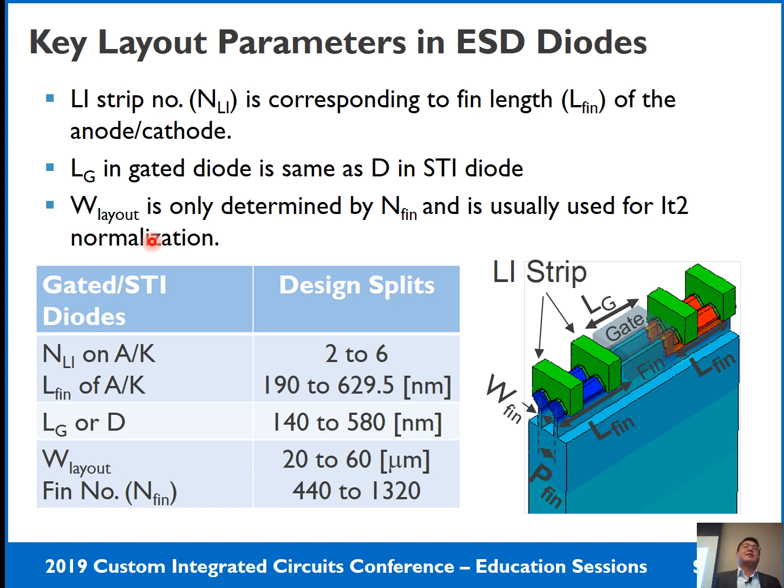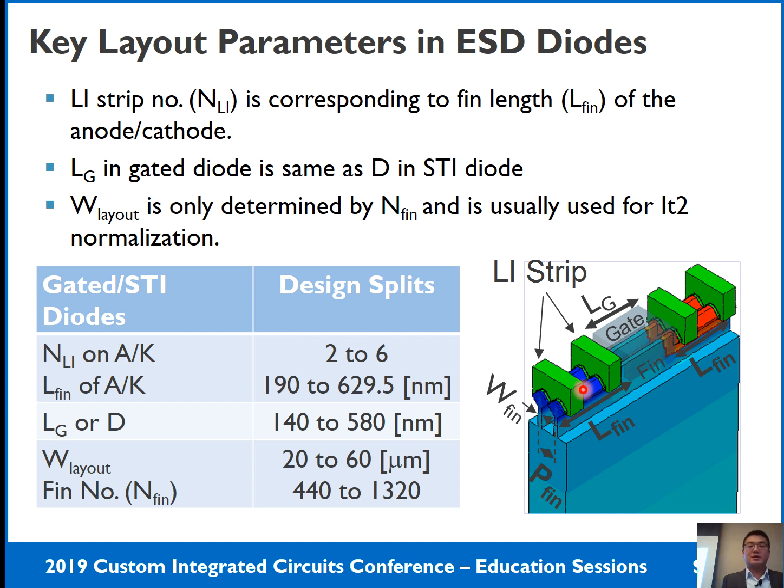Now let's look at the layout parameters that impact ESD diode performance. Three layout parameters are studied here. The first one is the local interconnect number, the stripe number, in the anode side and the cathode side. With a fixed local interconnect pitch, the local interconnect number corresponds to the fin length in the anode side and the cathode side.